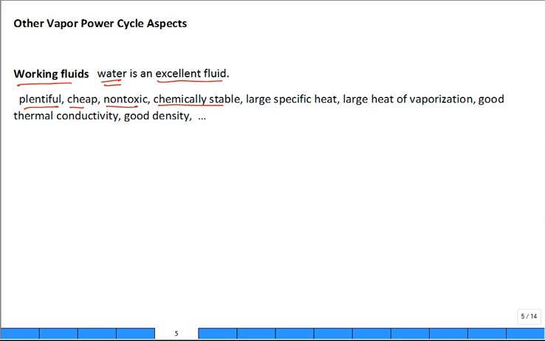It's chemically stable. It will dissociate only at very high temperatures. It has very good thermal properties, like a large specific heat in the liquid phase, a large heat of vaporization, and high thermal conductivity for a fluid, and it's very dense. And yet, although the density is high, it also expands when it goes through the phase change. So there's a large volume of vapor per volume of liquid when it goes through the phase change. It's really nice that this is such a good working fluid.